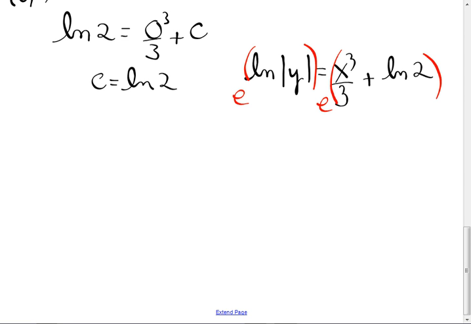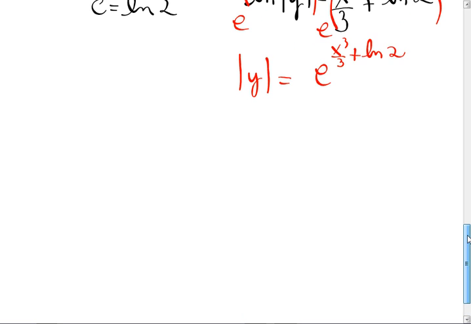No. I saw a lot of that. Besides that, we don't care if you simplify. I mean, we will, so you can see what the answer is going to look like. This is the absolute value of Y is equal to e to the x cubed over 3 plus the natural log of 2. That stays in the exponent. We can simplify it.